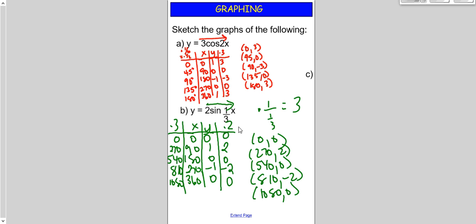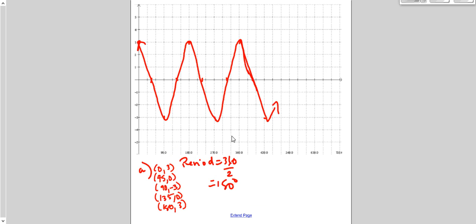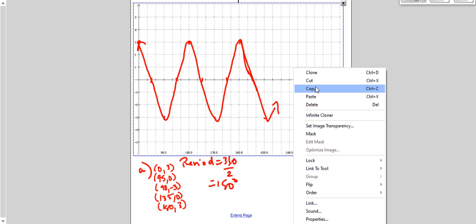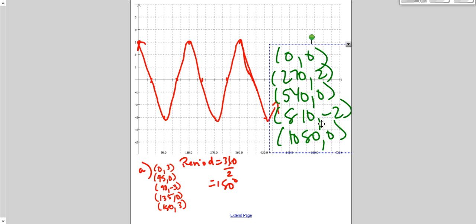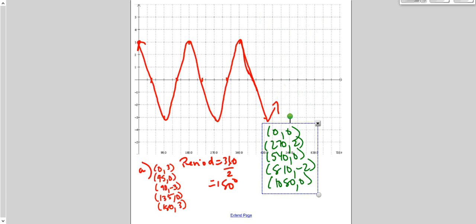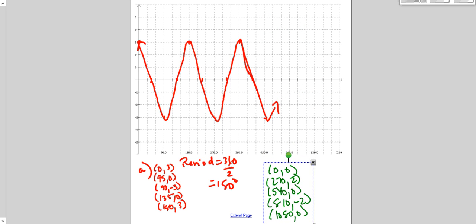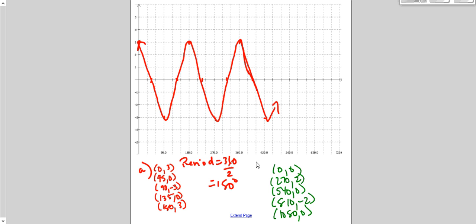All right, now let me copy this and bring it over here. And let me shrink it a little bit. It's a little too big. There we go. Okay, so this is B. Pen back. This is B. We're going to do it in green.